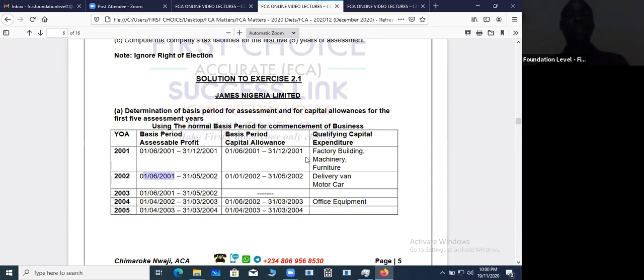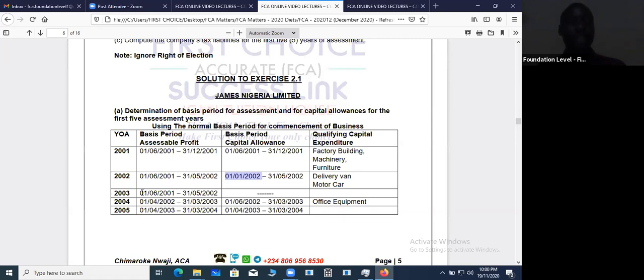This starting date does not qualify. So what do you do? Go to the previous capital allowance. This is 31st December 2001. What is the next day? Tomorrow's date is January 1. So that's what you use here. January 1, 2002 becomes the starting point for your capital allowance basis period.